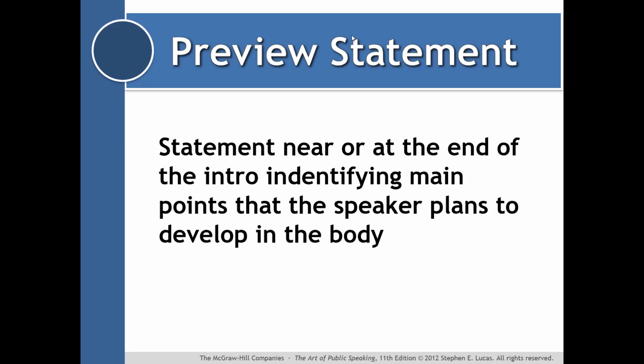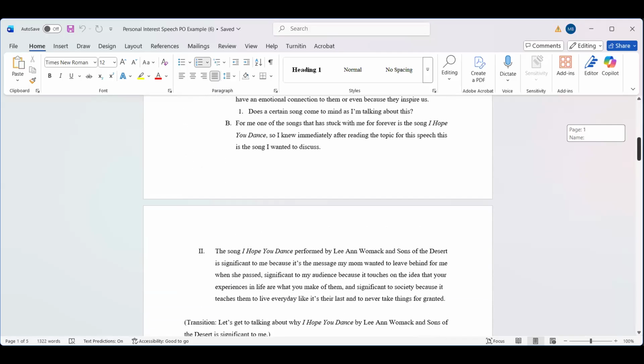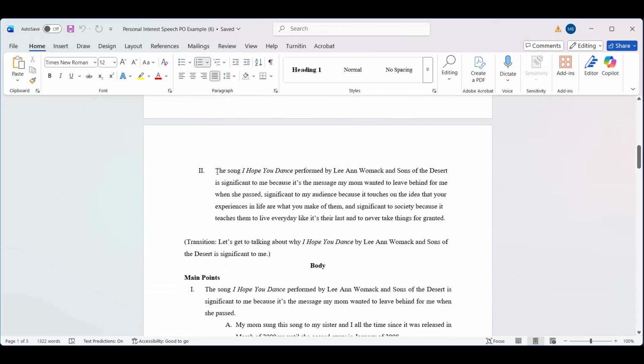Let me share this with you. This is the preparation outline example that we've been using. Let me take you to the preview statement. This is the preview statement. See how it's at the end of the introduction?